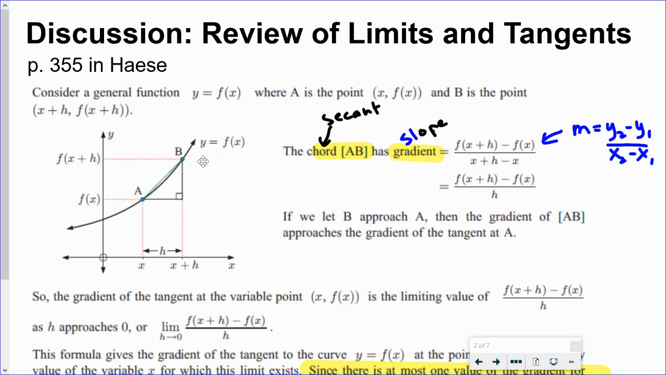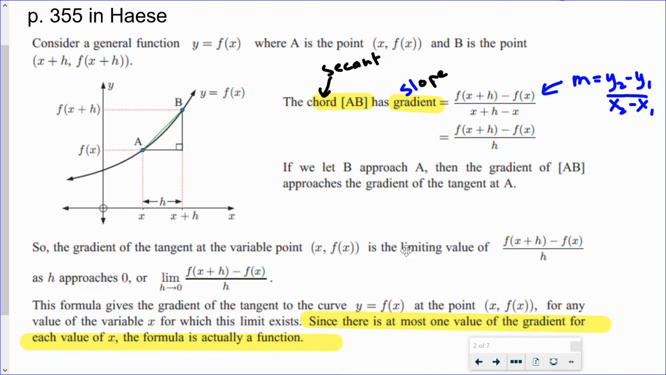And we see that the secant line has a gradient or slope. Your book likes to use the term gradient: f of x plus h, that's y2, minus f of x, that's y1, over x plus h minus x, which is x2 minus x1. Okay, and we end up with this, which we call the difference quotient. Our last video talked about the difference quotient.